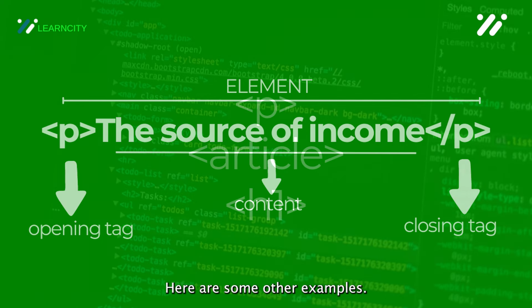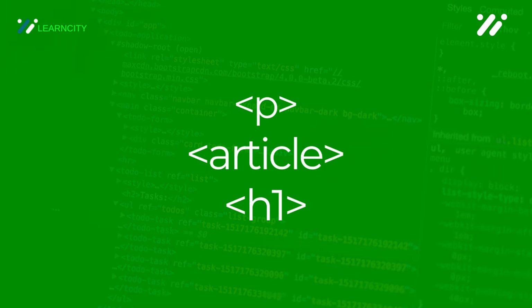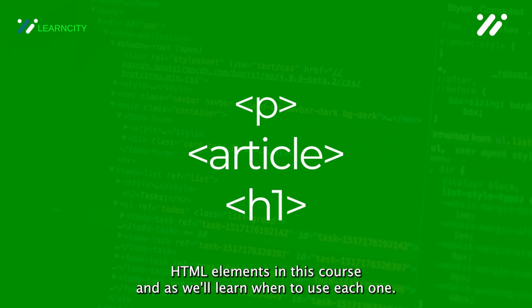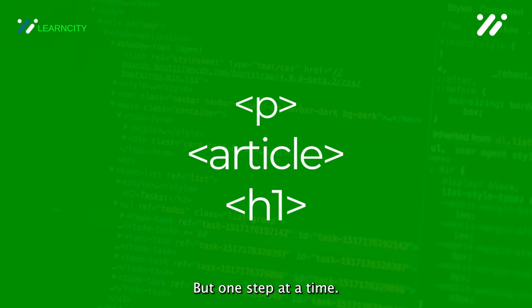Here are some other examples. There's a paragraph wrapped in P tags. We wrap a headline in H1 tags. An article is wrapped in an article tag. We will be going through a lot of HTML elements in this course, and we'll learn when to use each one, but one step at a time. Just understand the basics for now.